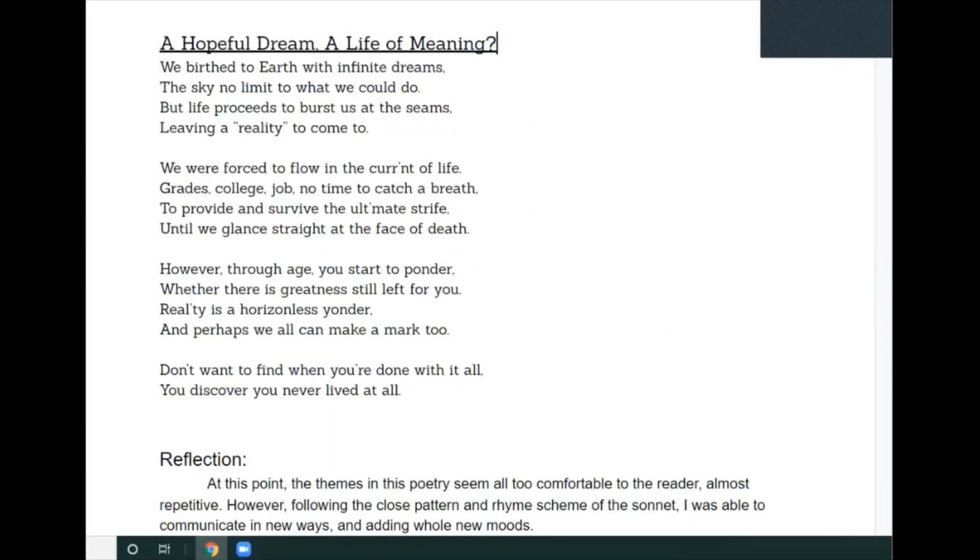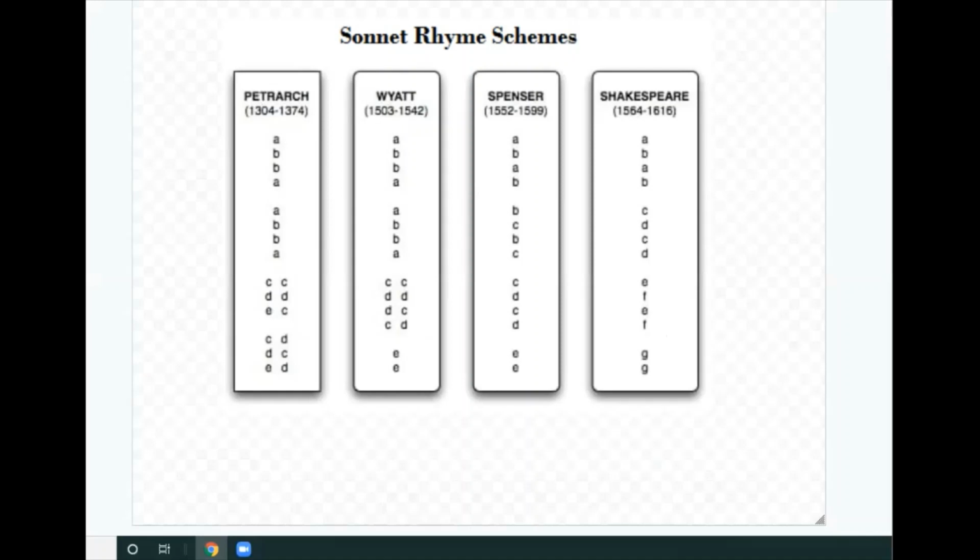Okay, so here we have a rhyme scheme of A, B, trains and seams rhymes, do and to rhyme. And then we have C, D, C, D, because life and breath don't rhyme with the previous line. E, F, G, G. So we can see that that is a Shakespearean sonnet or an English sonnet.